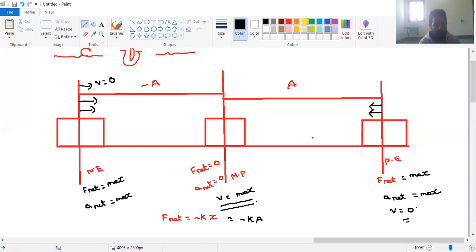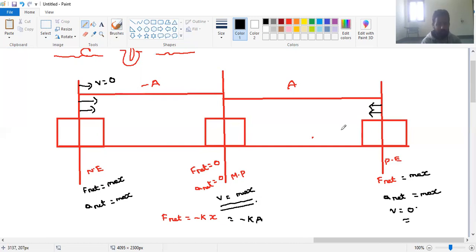So in 1 second, let me brief it. At mean position, F net is going to be 0, A net is going to be 0, velocity is going to be maximum. At positive extreme, F net is going to be maximum, A net is going to be maximum, velocity is going to be 0. In the same way, at negative extreme, F net is maximum, A net is maximum, velocity is 0.